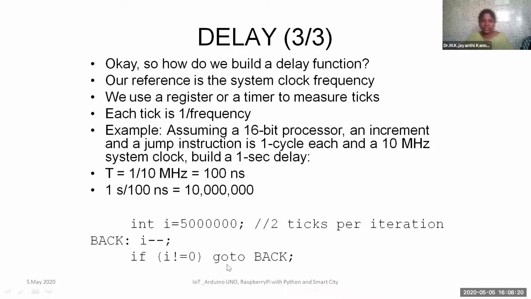If I is not equal to 0, go to back. So we are introducing a label. So it will check for the I value. Until I is equal to 0, it will go to the label back. So again, it will come here. Initially, the I value is 5 million, so it is not equal to 0. It will go back to back. Again, I will be decremented. So the process will be repeated until I becomes 0. So in this way, we can introduce a delay.